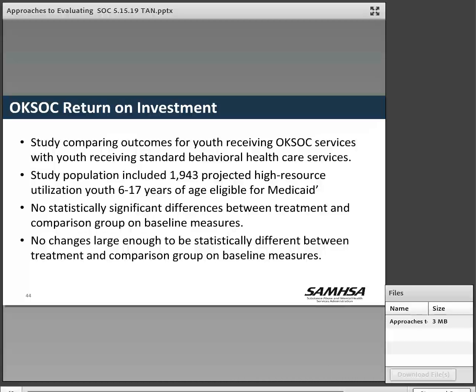So one of the things that we've done is we looked at return on investment, because with all of this data collection, we want to be able to say that we are helping children and families across the state of Oklahoma improve outcomes.